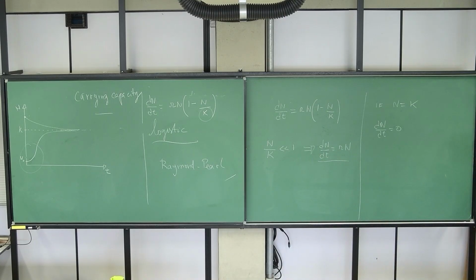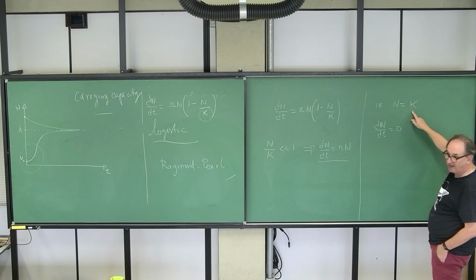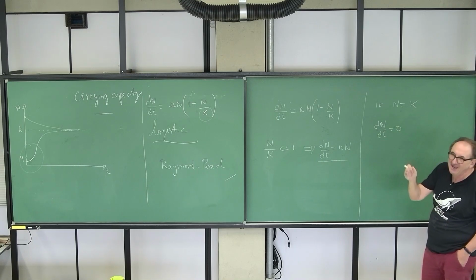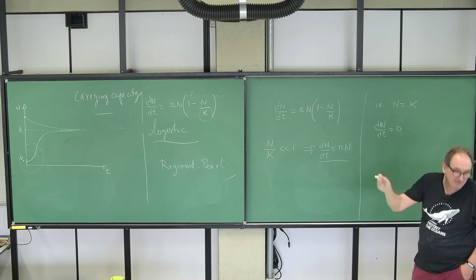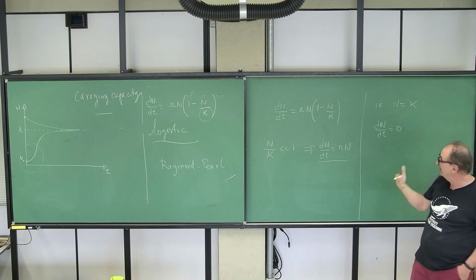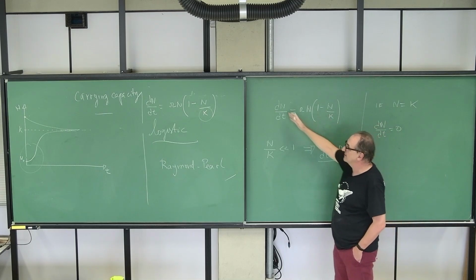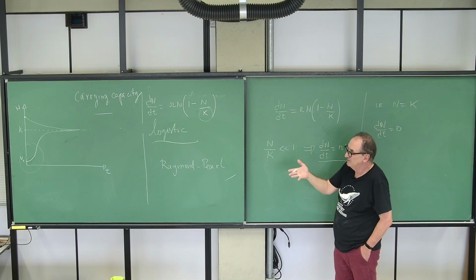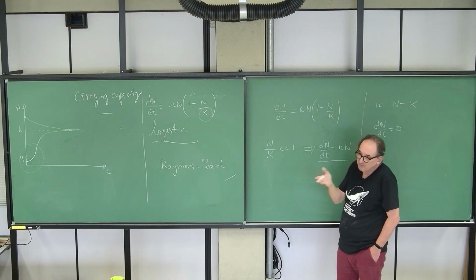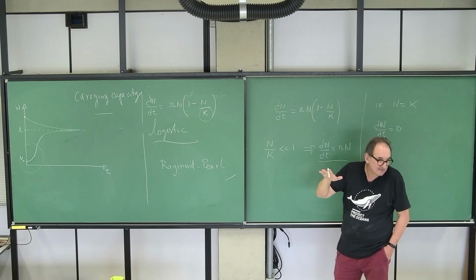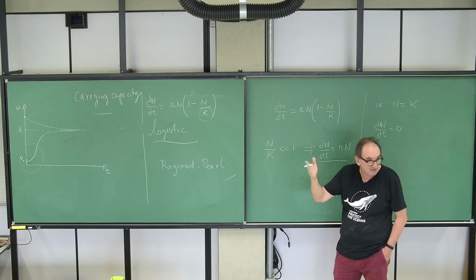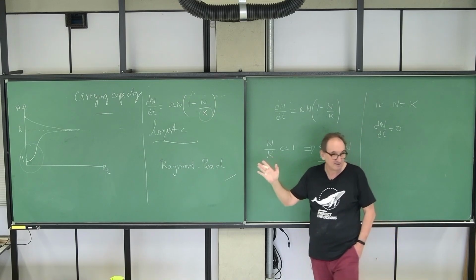And then you could say, maybe it's not equal to K, it's a little bit below K. Well, if you do the math, you see that the derivative is also very small, and if the derivative is very small, it means that the increase is also slow. So that's it.